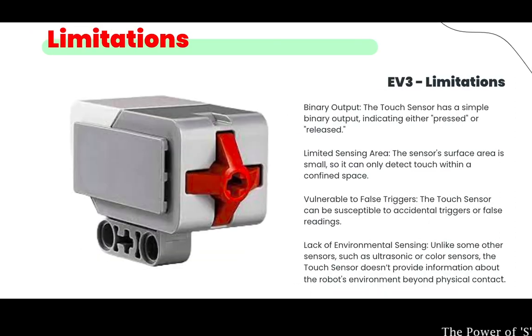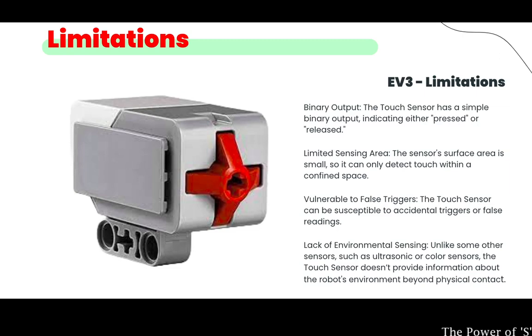Now look, what are its limitations? The binary output is one significant one. The touch sensor has a simple binary input, indicating whether it's pressed or released. And then the limited sensing area. The sensor surface is so small that it can only detect touch within a confined space, and it is vulnerable to false triggers. The touch sensor can be susceptible to accidental triggers or false readings.